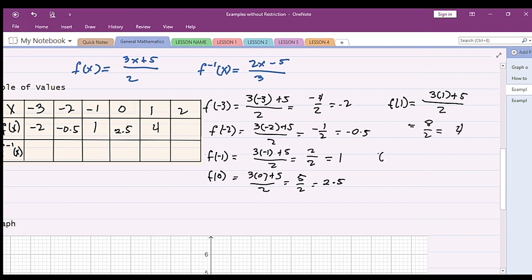Next, f of 2 is equal to 3 times 2 plus 5 all over 2. So that will be 11 over 2, or equal to 5.5. So that is the result.